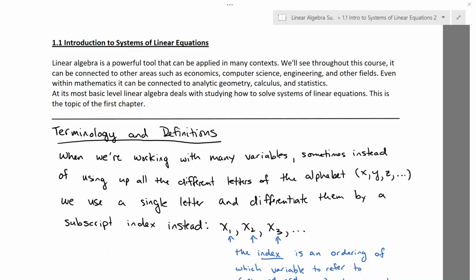In this first video, we're going to get introduced to linear algebra through systems of linear equations. Okay, so this is section 1.1, Introduction to Systems of Linear Equations.